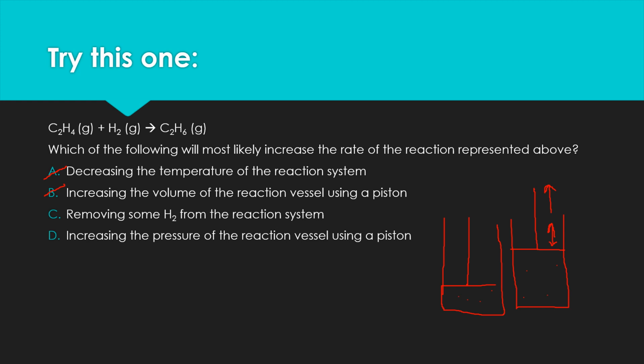Removing some hydrogen from the reaction. By removing some hydrogen, we're decreasing its amount or its concentration. So there's less likely to collide. We're going to have less reaction. So it can't be that one. So it must be the last one.